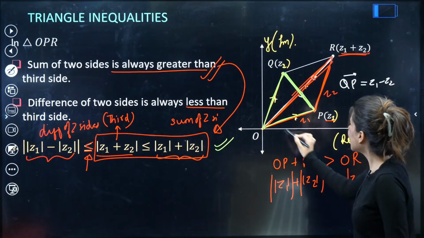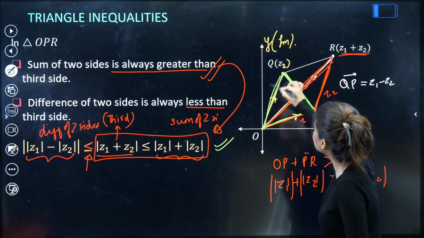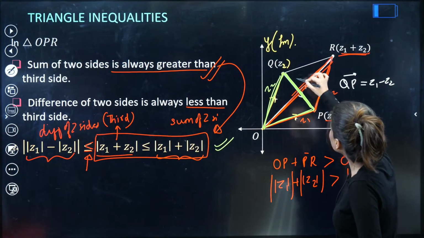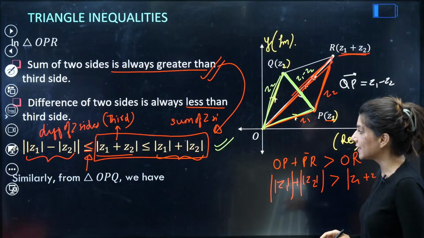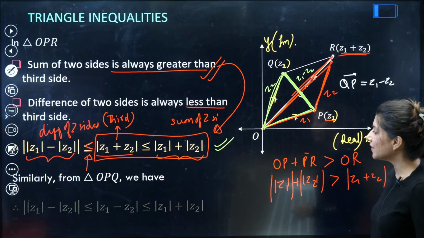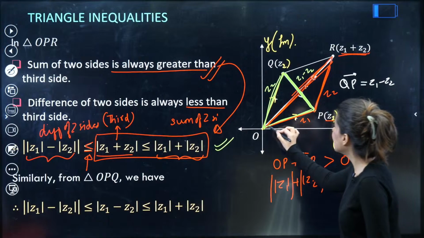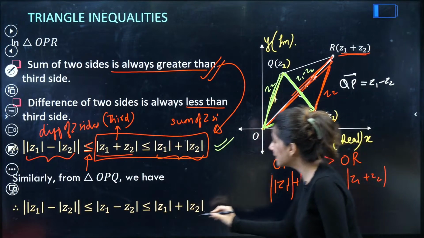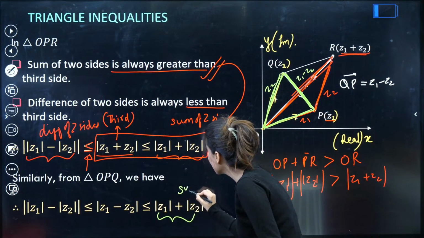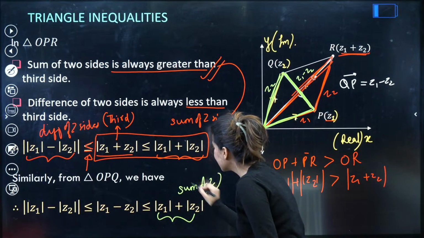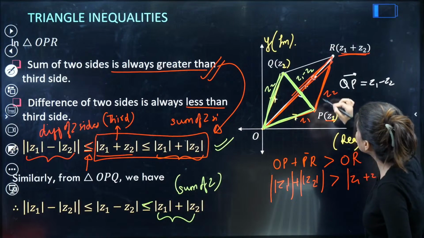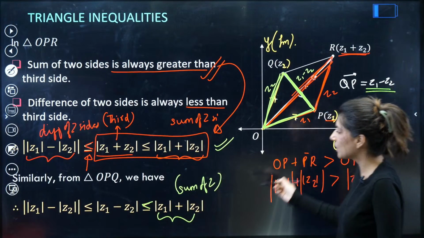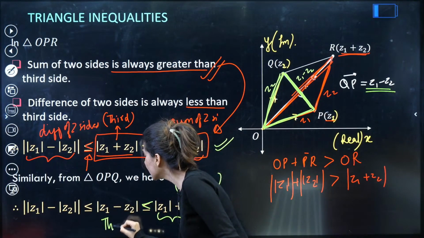If I talk about this triangle, this is Z1, this is your Z2, and this is nothing but Z1 minus Z2. So again, sum of two sides, right? OPQ triangle we are considering. So Z1 plus Z2 is the sum of two sides. Sum of two sides is greater than the third side. What is the third side? This is the third side, PQ. PQ is nothing but Z1 minus Z2.